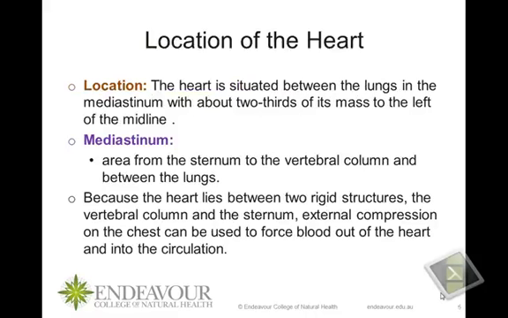The heart is located between the lungs. It occupies quite a large proportion of the left lung space, and that is why the left lung only has 2 lobes, whereas the right lung has 3 lobes. But even though we may think that the heart lies predominantly to the left side, it actually lies only just left of the midline. It lies in an area called the mediastinum, which is an area from the sternum anteriorly through to the vertebral column posteriorly. And because the heart lies between 2 rigid structures, the vertebral column and the sternum, external heart compression is able to be done to help to move blood through the body if the heart stops during cardiac arrest.